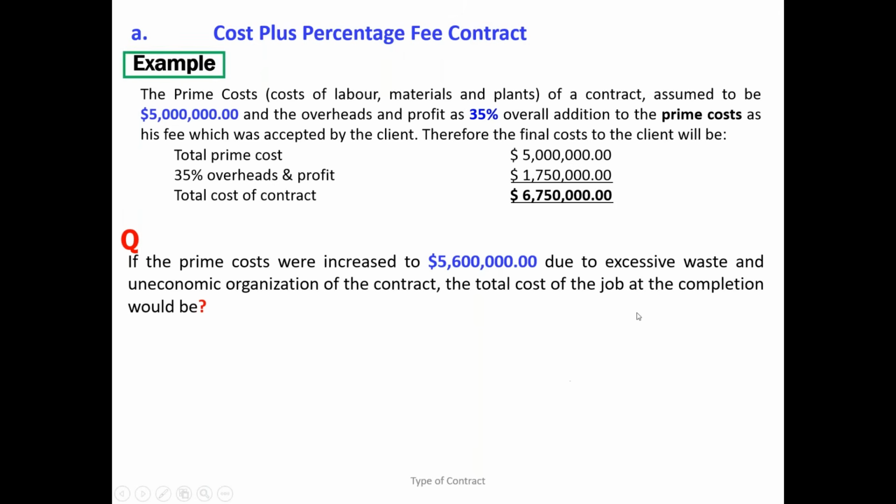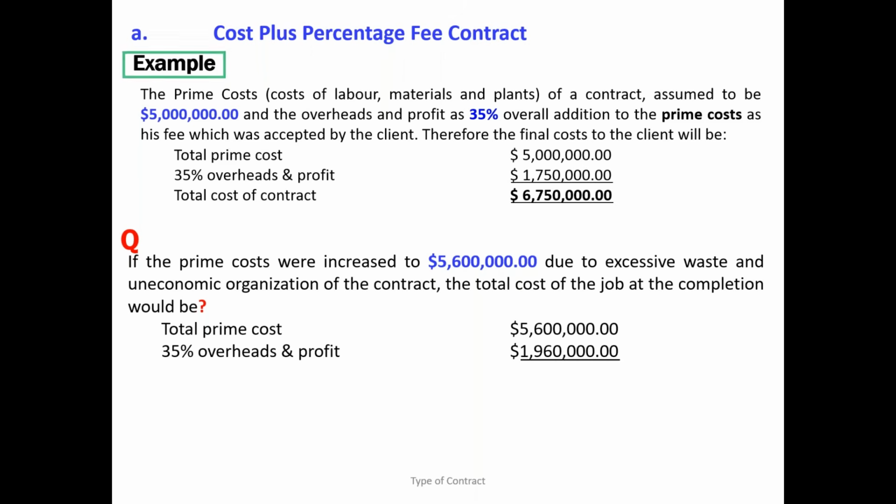Let us calculate, okay? It is going to be 5.6, and on top of that we have to add the 35%, so 1.96 million. So we are going to pay 7.56 million. See here, when the wastage or prime cost increases, gradually the overhead and profit also increase, right? Yes or no? So how are we going to control this? What is the motivation of the contractor for inefficient operation? The more money he wastes, the more profit he will make.